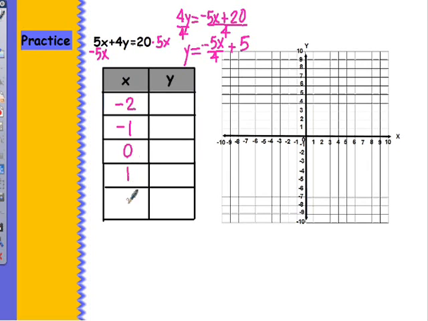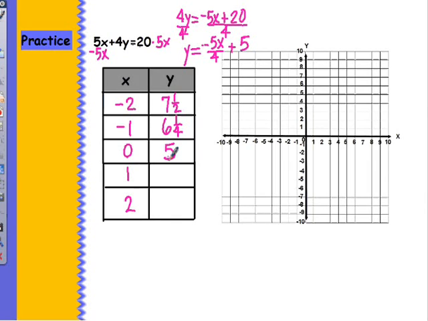So I get negative 5 times negative 2 is 10 over 4, which is 2.5, plus 5 makes 7.5. And for negative 1, I get 5 over 4, which is 1.25, plus 5 makes 6.25. It's fine to use a calculator if you need to. And then I get 5 for zero, and it's decreasing by 1.25 each time, so that should help me.